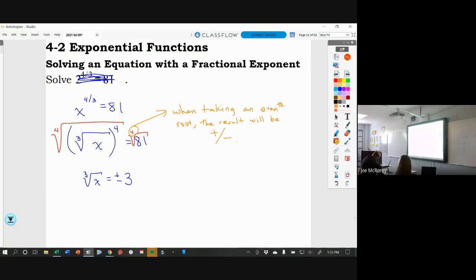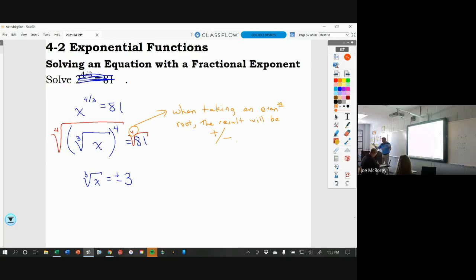When taking the even root, the square root, the index is even, 2. The 4th root, 4 is an even number. So if it was 3, it wouldn't be plus or minus, because that's odd.